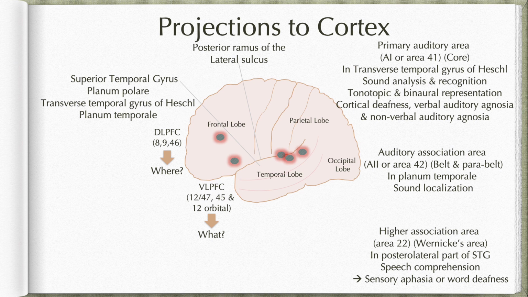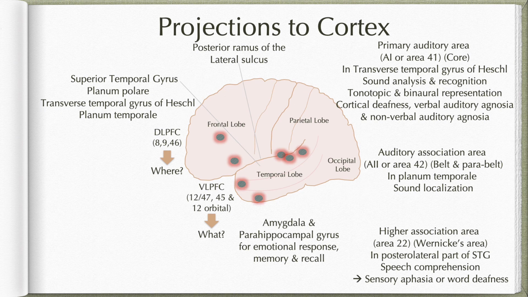From the auditory cortex, there will also be projections to the amygdala and entorhinal cortex of the parahippocampal gyrus. Now this is involved in emotional response to the sound as well as in memory and recall. With this, we come to the end of the auditory pathway.